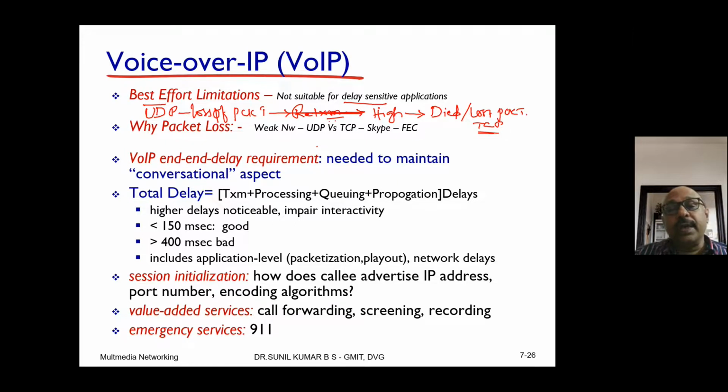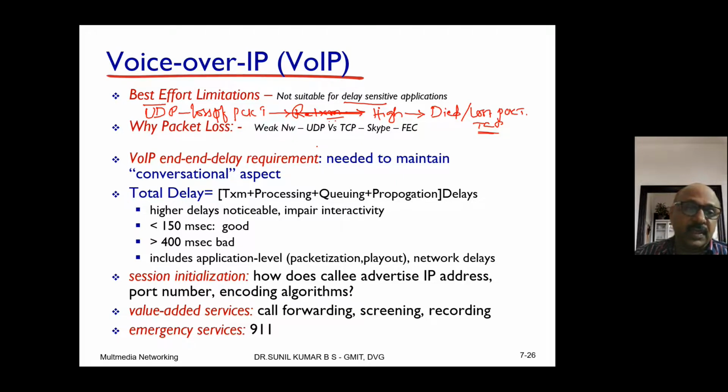If the delay is too high, and if the expected packet doesn't reach, then we say that the packet is lost, and hence it will lead to the problem. That's the reason packet loss happens. And this can be overcome by means of two techniques. One is UDP, the other one is TCP.